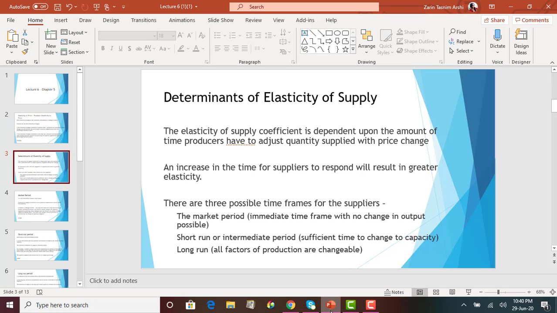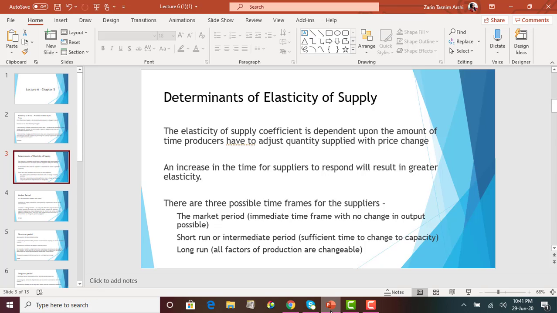Now, last class we talked about how the elasticity of demand has several determinants. In the same way, the price elasticity of supply has several determinants. The main determinant of price elasticity of supply is the amount of time producers have to adjust quantity supplied to a change in price, that is, the time suppliers need in order to adjust their output in response to the change in price.